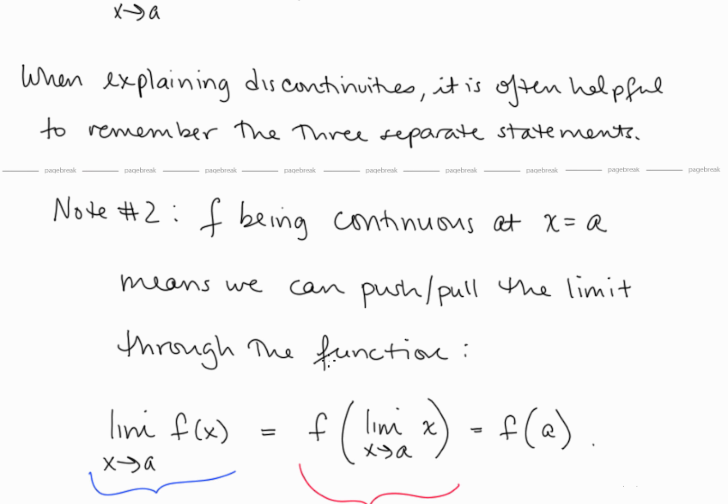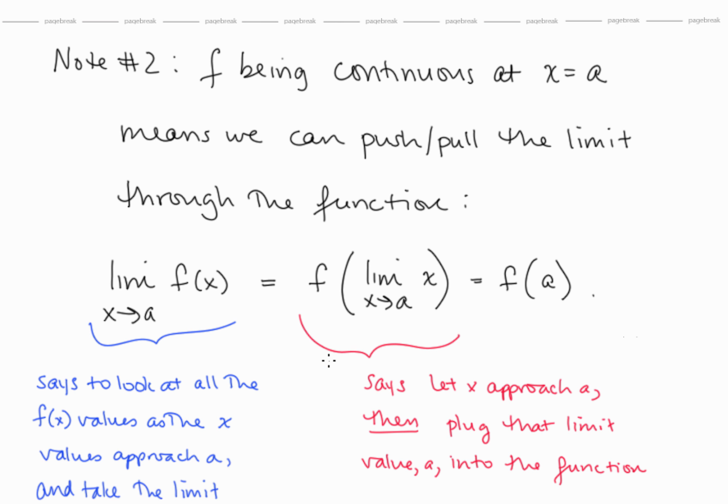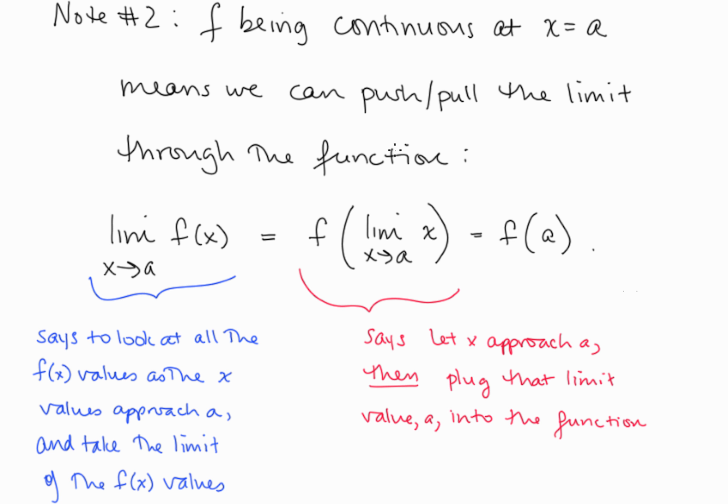The other thing I want to point out is that f being continuous at x equals a means that we can push or pull the limit through the function. So the definition of continuity is that the limit as x goes to a of f of x is equal to f of a. Well, notice that f of a is really f of the limit as x goes to a of x.